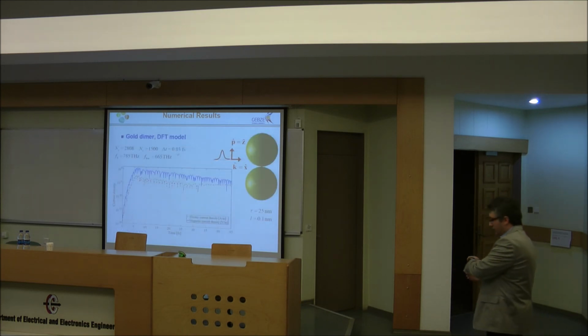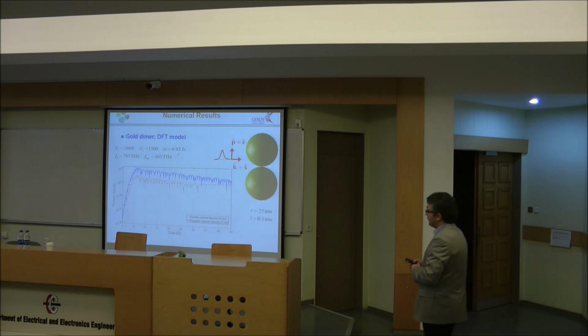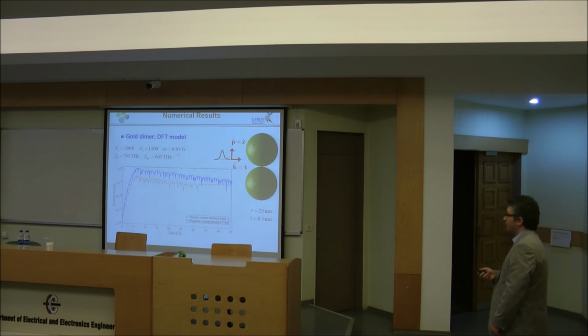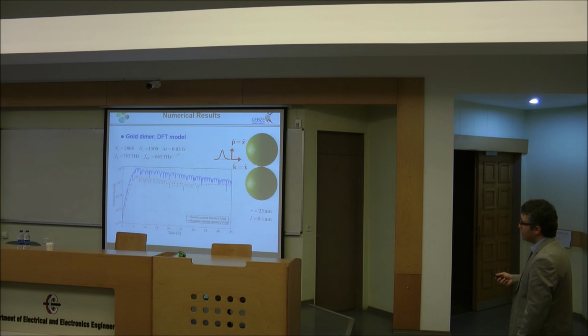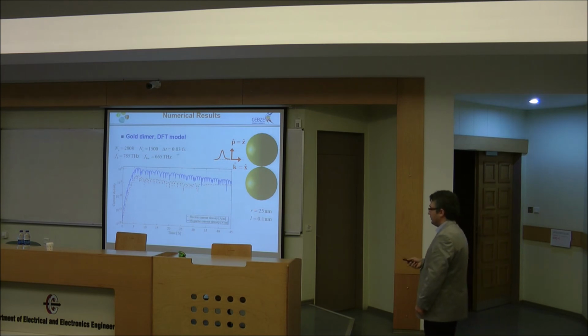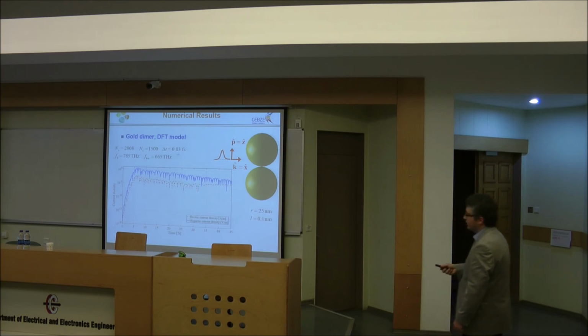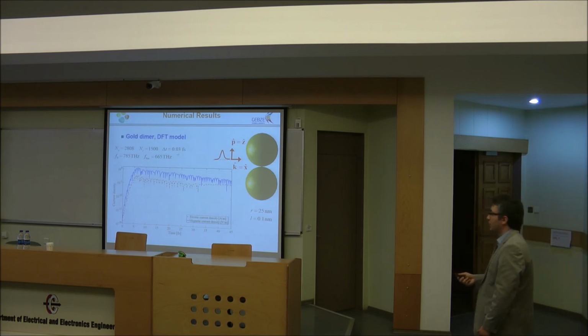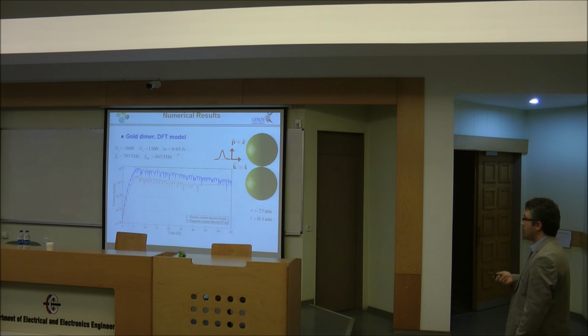Okay, now we have the tunnel model. Here we have two gold spheres, and we want to use the DFT model. The gap distance between these two spheres is 0.1 nanometer, and the radius is 25 nanometers. So this is one of the solutions, and our excitation has 785 terahertz center frequency and 665 terahertz effective bandwidth.